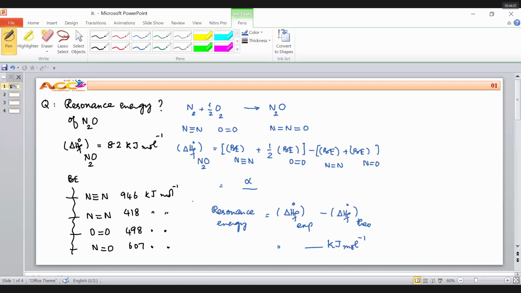But remember one thing, when you are going to report the answer, it should be given as a positive value. So how will you do this? We have got this as minus 88 kilojoules. What is resonance energy? Released. Therefore, we say resonance energy is equal to, we don't use a positive or negative sign here, 88 kilojoule per mole. This is the way of writing the answer.